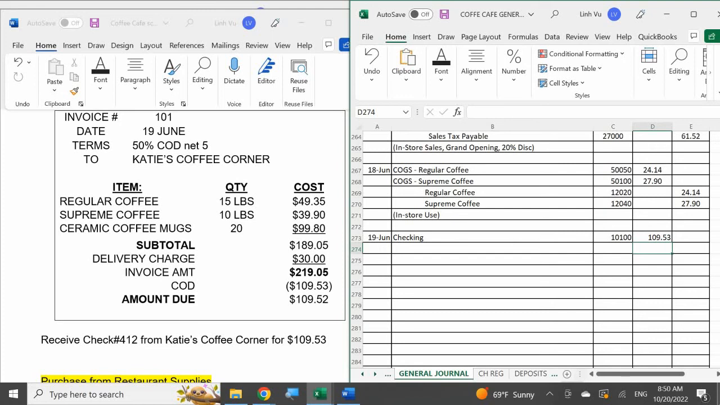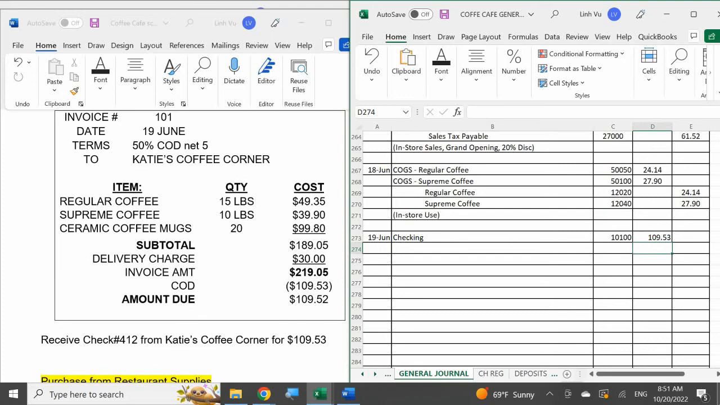And they have to pay the amount due, which is $109.52, on the 21st. So what is that going to be considered? What account am I going to use? Okay, that's a prepaid. A miscellaneous.